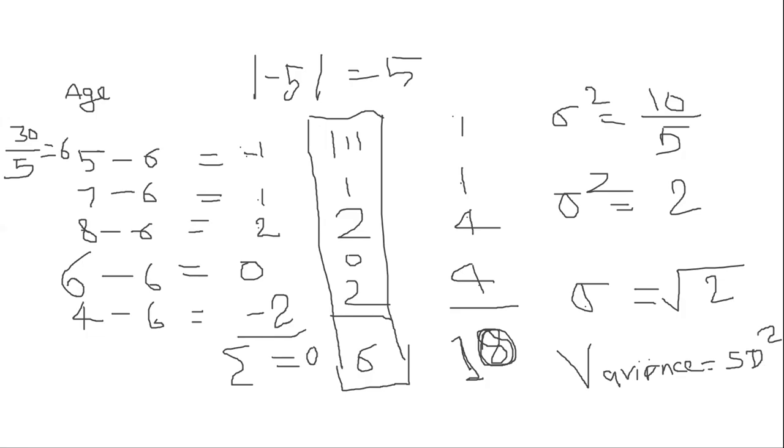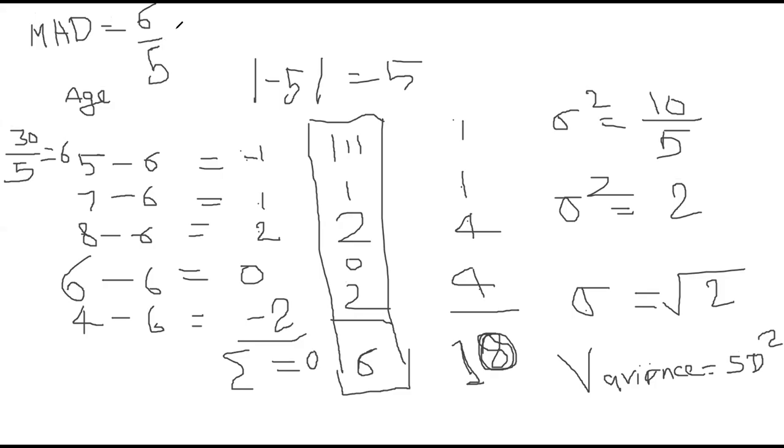Let me give you one more. This is called mean absolute deviation. What is the mean absolute deviation? You consider the absolute values, the sum of absolute values divided by n. The sum of absolute values that we have done is 6. So the mean absolute deviation for this is 6 divided by 5, which is 1.2. So 1.2 is the mean absolute deviation.